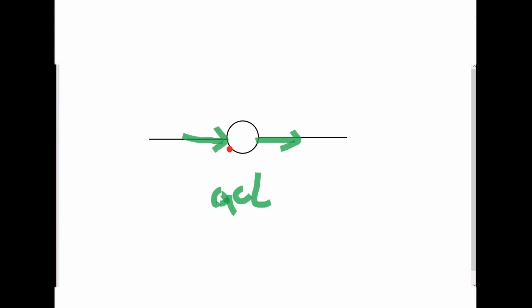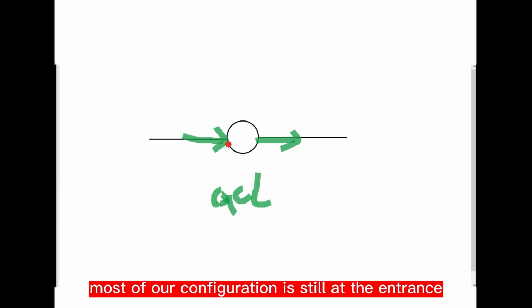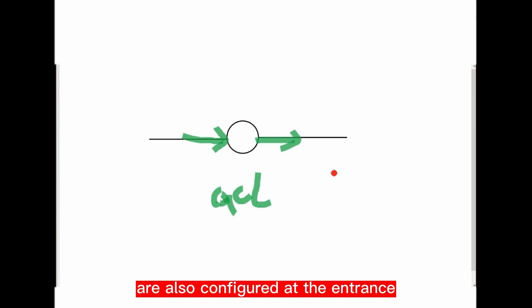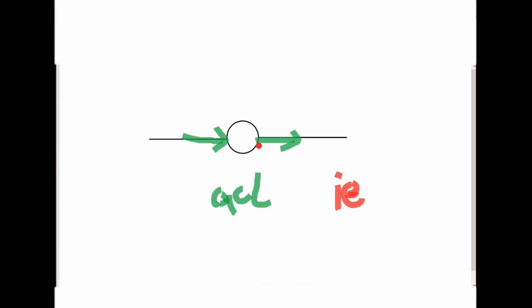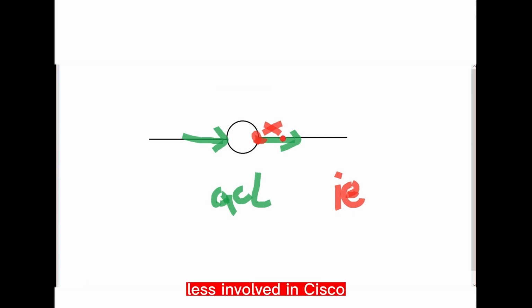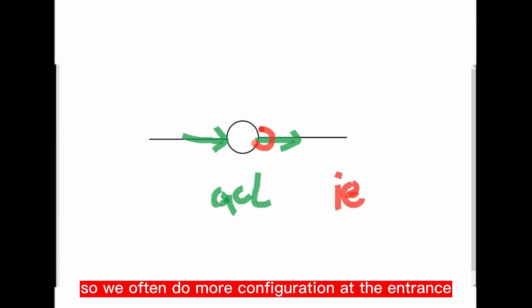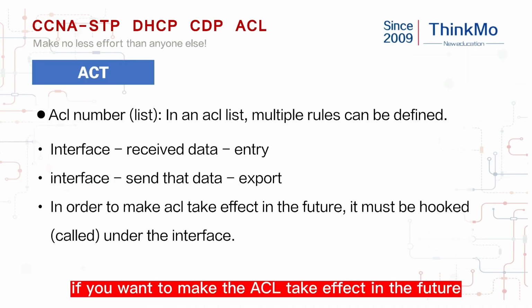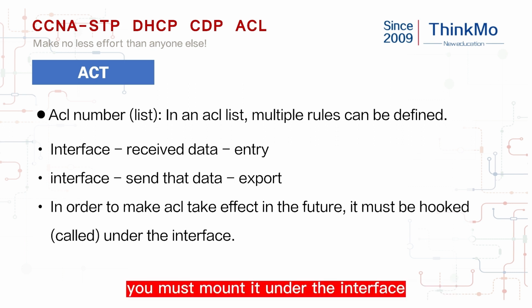But more often, most of our configuration is still at the entrance, including the recommendations in various textbooks. When you learn IE in the future, you will find that hanging some strategies on the exit is of little use and less involved in Cisco. So we often do more configuration at the entrance. If you want the ACL to take effect, you must mount it under the interface. Hooking can also be called calling.